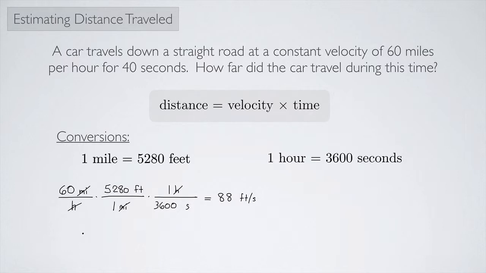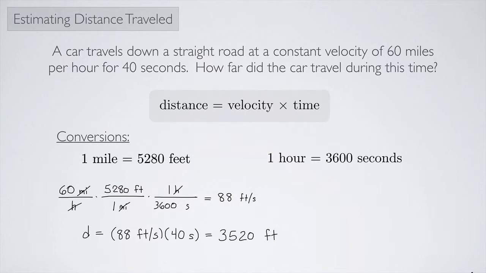And so the distance, I'll call it D for distance, would be velocity, well, it's 88 feet per second, times the time, that was 40 seconds. And you see the units work out so that the seconds end up canceling and you're left with feet. And when you do this, you get 3,520 feet.